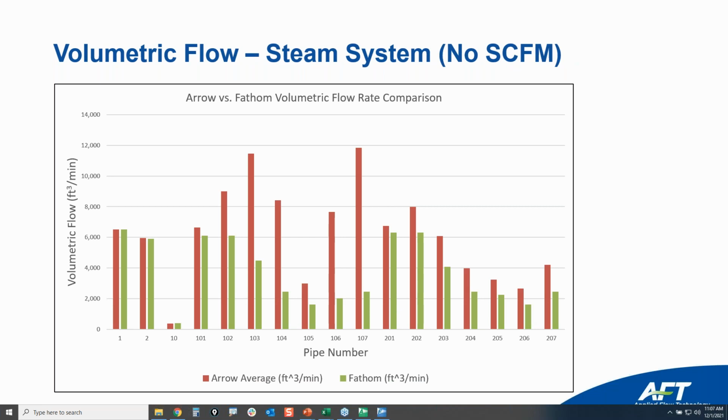So even when you're not comparing standard cubic feet per minute, if you're only looking at the average volumetric flow rate in Aero versus Fathom, you do have some very different results in some of these pipes. So this is where you're going to want to use AFT Aero. It's going to give you more accuracy.